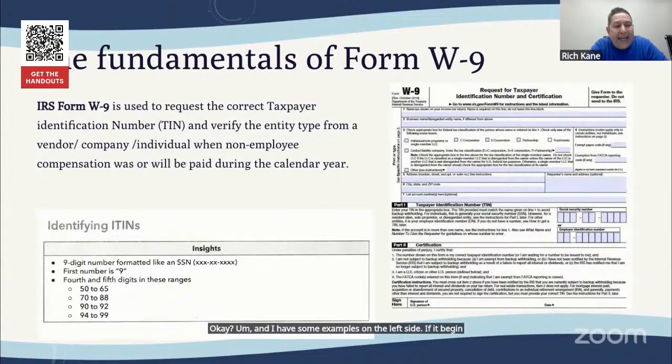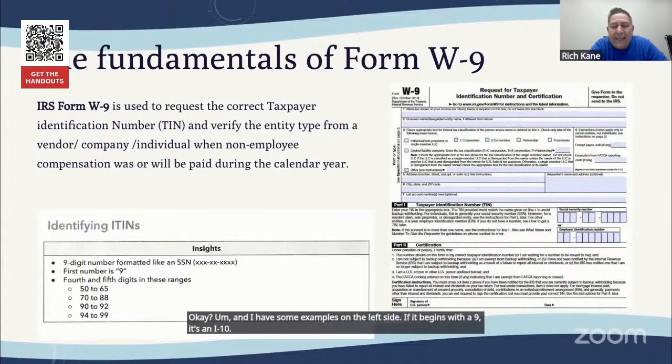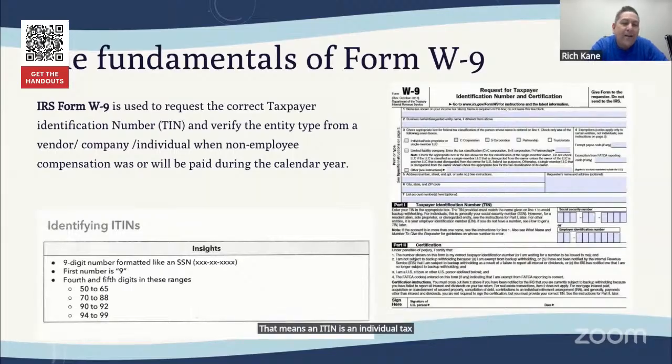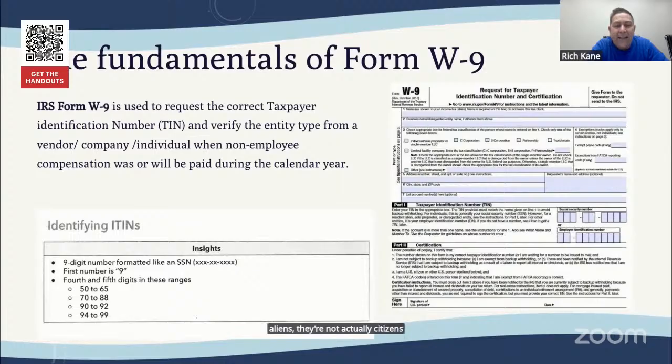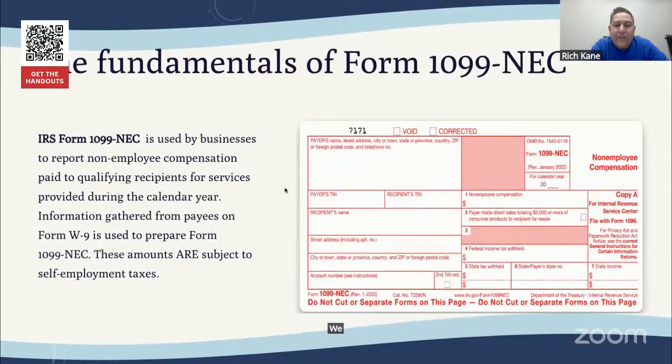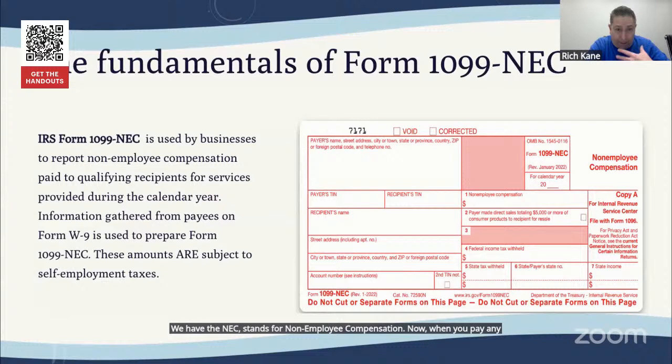I have some examples on the left side. If it begins with a 9, it's an ITIN, an individual tax ID number. They are not U.S. citizens. You can issue the 1099 form with the ITIN in it, but it's probably going to go nowhere because they're not a U.S. citizen. Usually ITINs are for individuals that are aliens, not actually citizens, and they are not filing a U.S. tax return. Okay? So once you get their tax ID number, we have the NEC, which stands for non-employee compensation. When you pay any of your consultants, vendors, etc., you want to only issue the 1099 for the services.